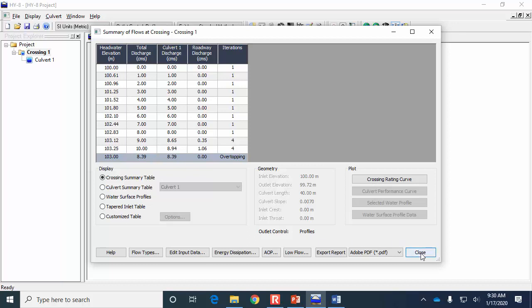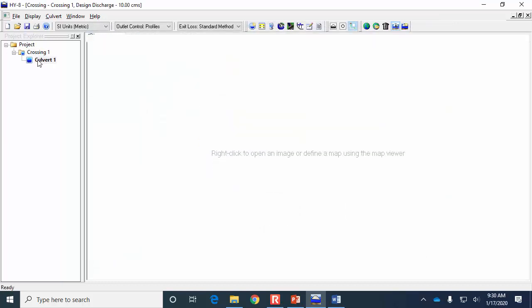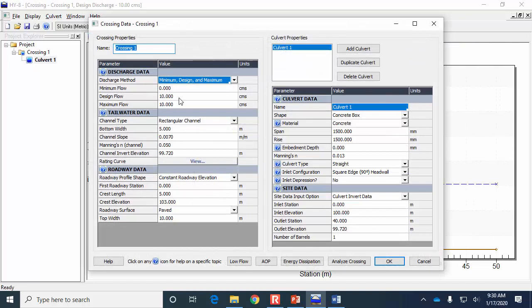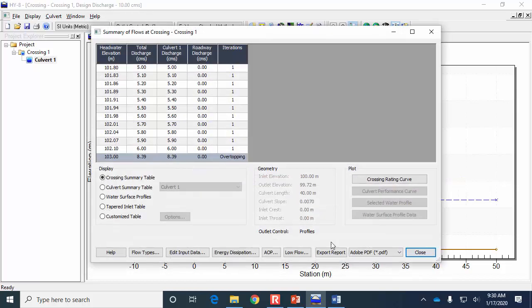So let me close this and double click on the culvert. Let's make it from a minimum flow of 5 and the design and maximum flow of 6. Analyze that crossing again, and we have it going in much smaller increments, and here we have 2.01. That's pretty close to 2. And so what I can now say in words, I'm going to write this on the board, like the interpretation of our analysis here.